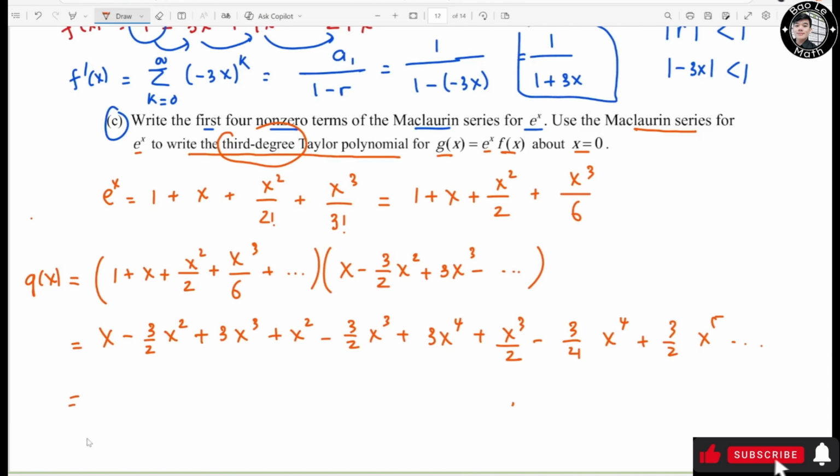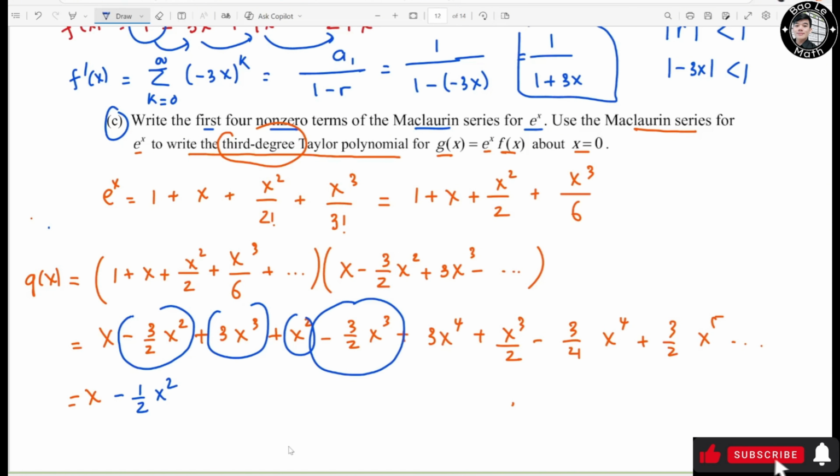Now we're going to simplify. S minus 3 over 2 s squared plus s squared is going to be negative 1 over 2 s squared, right? And 3s cubed minus 3 over 2 s cubed is going to be 3 over 2 s cubed, plus 1 over 2 s cubed is going to be 2s cubed, right? This guy, s to the 4, we can ignore, right? Because we only need the third degree, right?